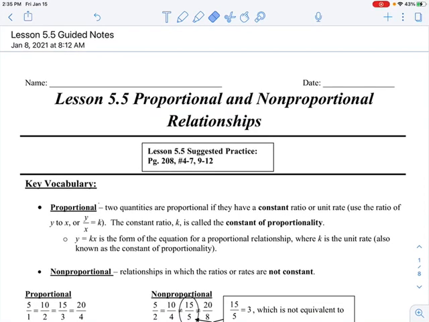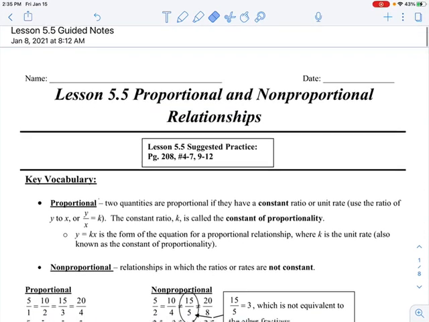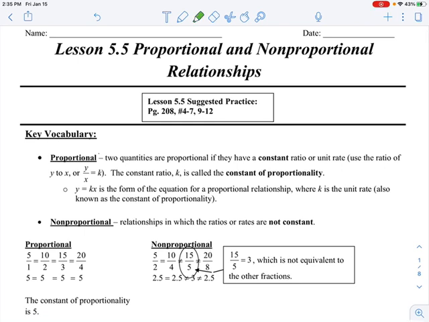This is lesson 5.5 on proportional and non-proportional relationships. The definition for proportional is: two quantities are proportional if they have a constant ratio or unit rate. You can look at this equation here, y divided by x equals k. K is what we call our constant of proportionality.